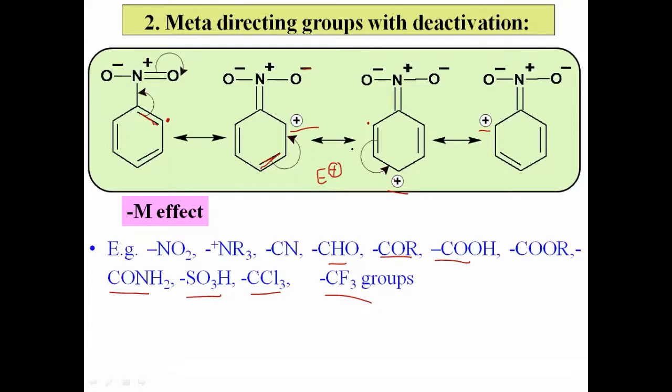But what about the meta? The meta position does not have a positive charge, meaning it is comparatively electron rich, and hence the electrophile attacks the benzene at the meta position. Similar to the nitro group, all the remaining atoms or groups, for example NR3, then CN, CHO, COR, COOH, all these have a minus M effect, and therefore they are also meta directing groups.